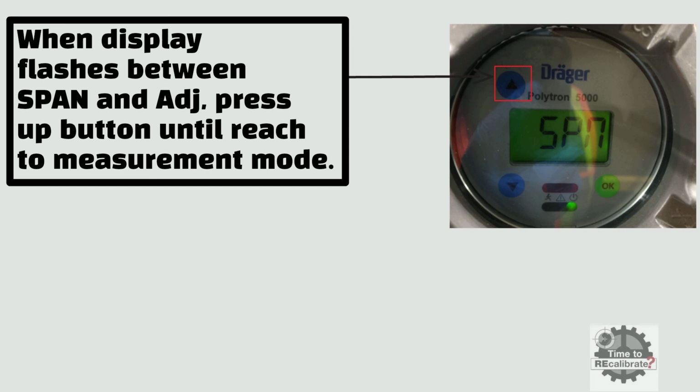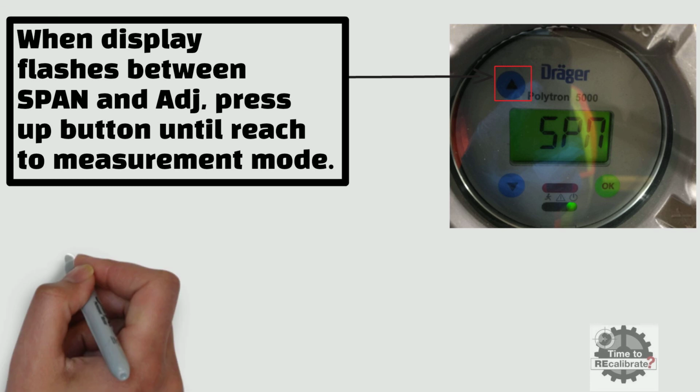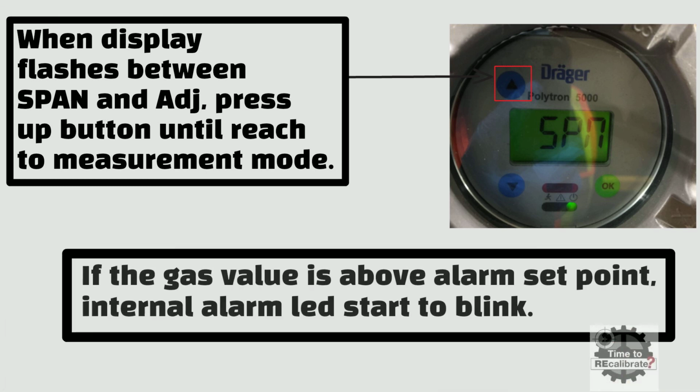Now, press the up button 2 times to go back to measurement mode. In other words, tap the up button until the menu exits. Here, you can see the alarm LED start to blink if the gas concentration is above the alarm set point. If the alarm relays are configured with horn and strobe, the strobe light and horn will turn on. Alarms can be reset by pressing the OK button anytime.